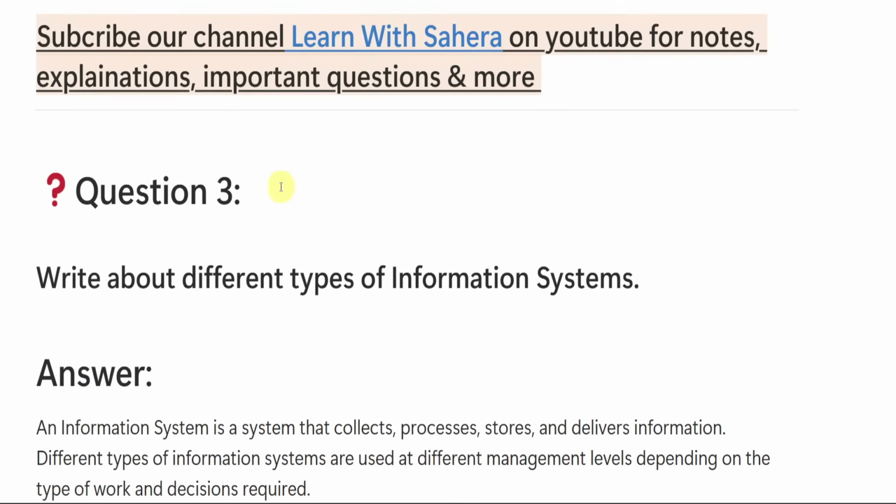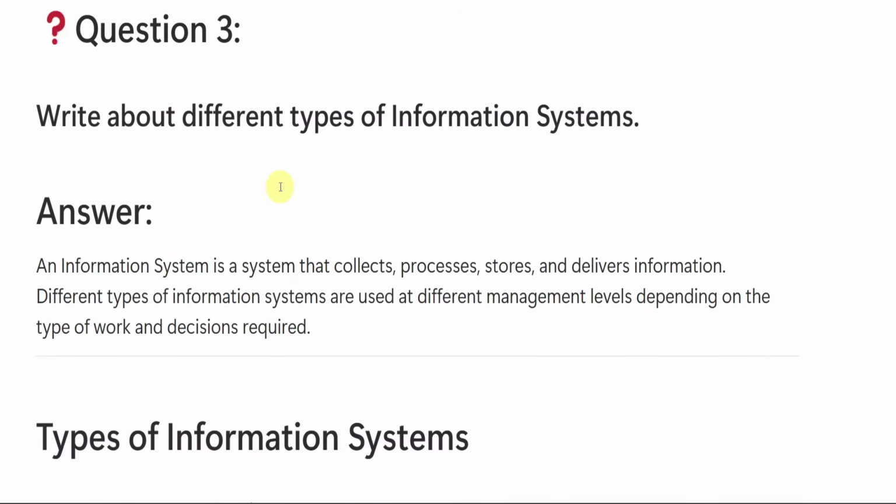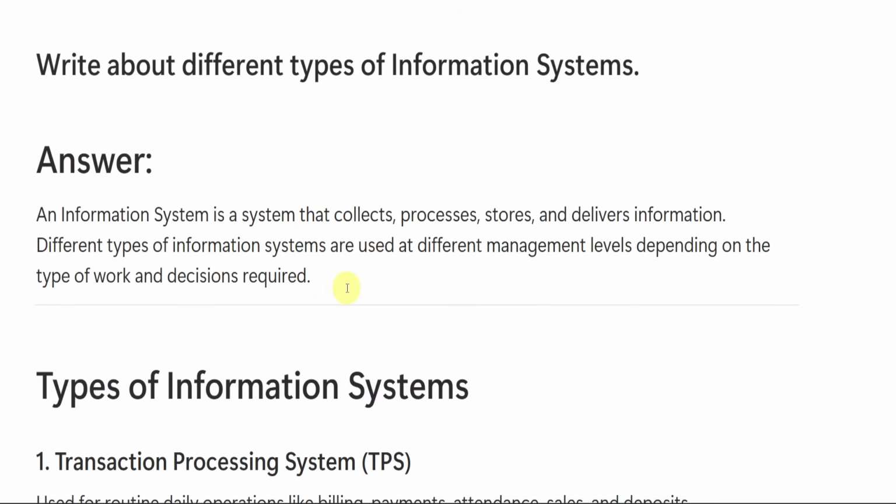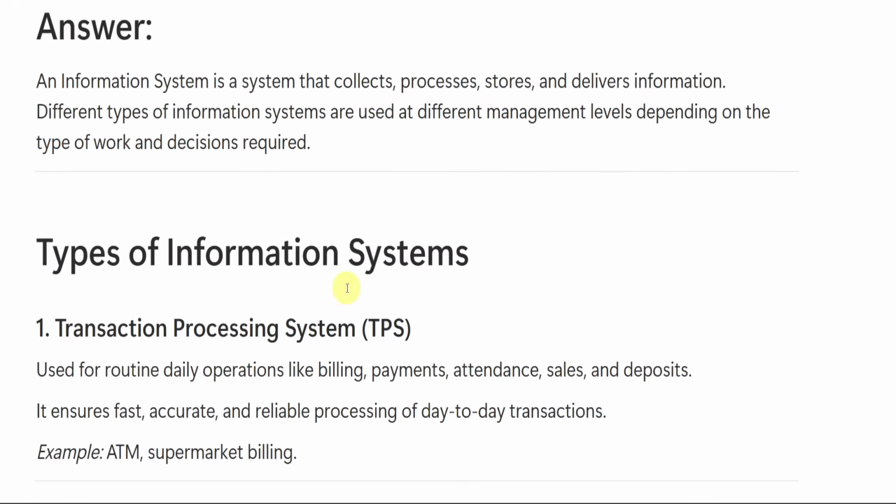Now let us talk about different types of information systems. First, what is an information system? Already we have seen that it is a system which collects, stores, processes and gives useful information. Like a school attendance system, it will collect the attendance, store it, process it, and also give a monthly report. So this is an information system. It is a system which is used to collect, process, store and deliver information, we can say.